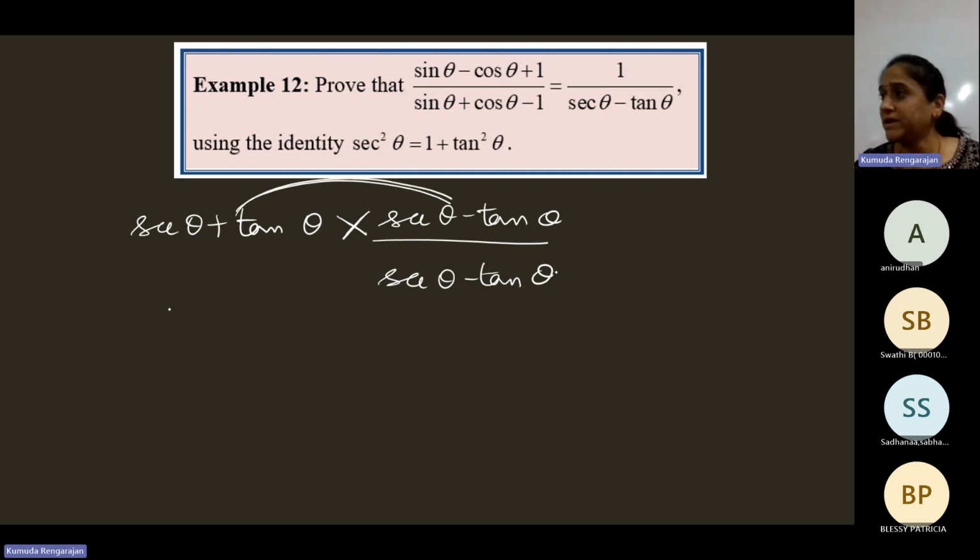A plus B into A minus B. Secant theta plus tan theta into secant theta minus tan theta. A plus B into A minus B is A squared minus B squared. So secant square theta minus tan square theta.